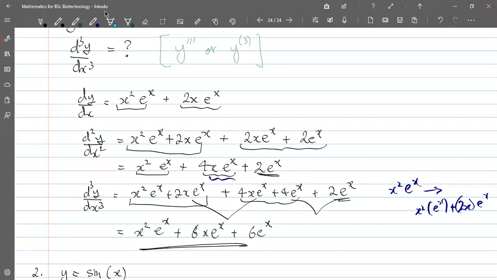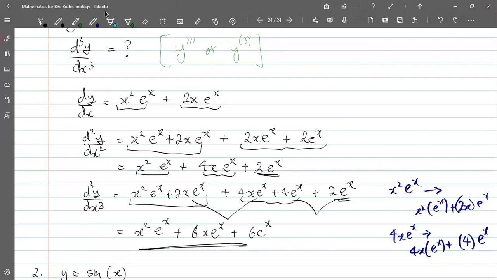Similarly, 4x e power x. How do you differentiate that? Product rule again. So 4x times the derivative of e power x, which is e power x, plus the derivative of 4x, which is 4 e power x. And that's the second term here. Third term is 2 e power x, whose derivative is just 2 e power x.